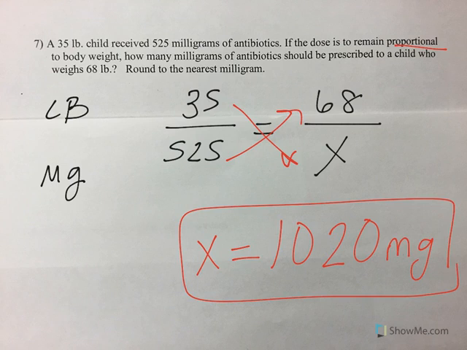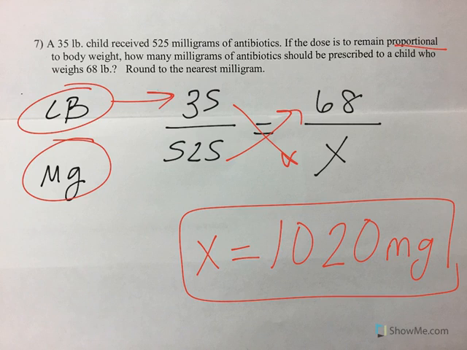The key to proportions is the setup, excuse me. I mean, cross multiplying is how you solve it, but the key is setting up consistently. All pounds on the top, all milligrams on the bottom. If you set them up consistently, your cross multiplying and dividing will be flawless.